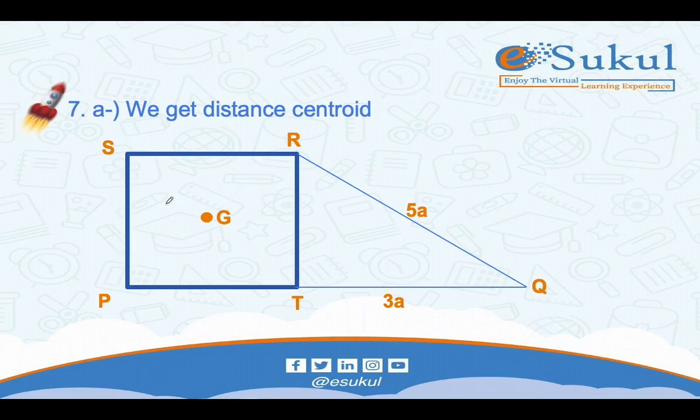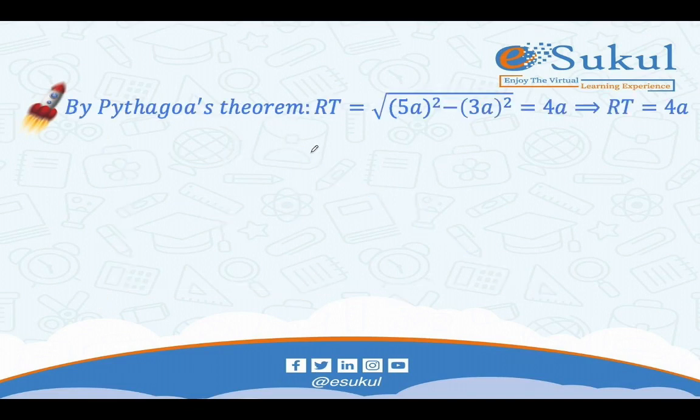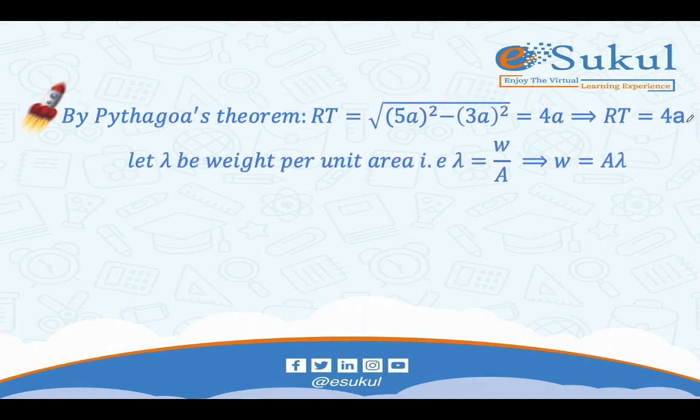We have PTRS and we have RTQ for the triangular lamina. So again, we don't have the distance RT. So we can purposely use Pythagoras theorem. So in that case, we have as value RT, which is the square root of 5a square minus 3a all that square, give us as distance 4a. That will help us to get the distance RT.